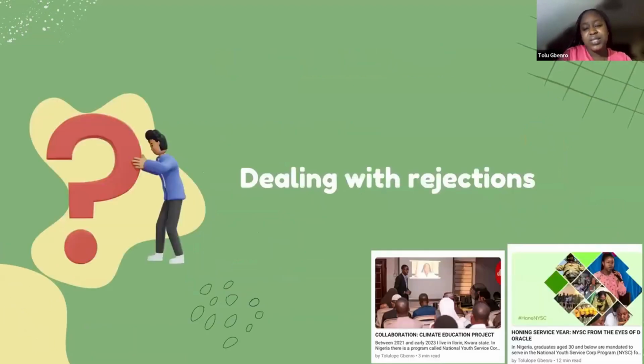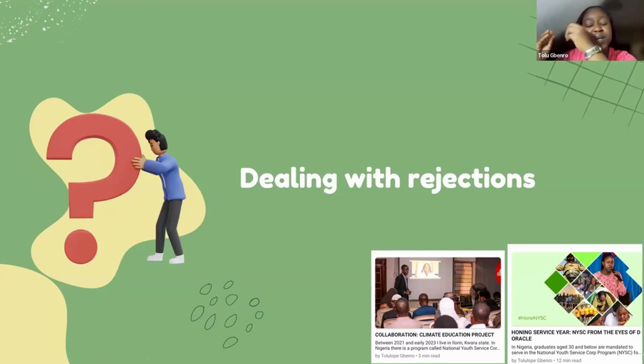Okay, dealing with rejections. Yes, I saw this as part of the sub-topics that TSS wants me to speak on, and I'm going to speak on it briefly. Because I wanted to do a project, I went far and wide in applying. Some supporting resources for this will be two articles on my LinkedIn: collaboration, climate education project, and honing your service here from the lens of the Oracle. So when you look at honing your service here, it's a 12-minute read. It basically tells you community development projects I did, either volunteering with an organization, leading an initiative, or just participating in something, either with my CDS group or with an actual NGO, right? These are some of the things that are pretty much documented in this 12-minute read.